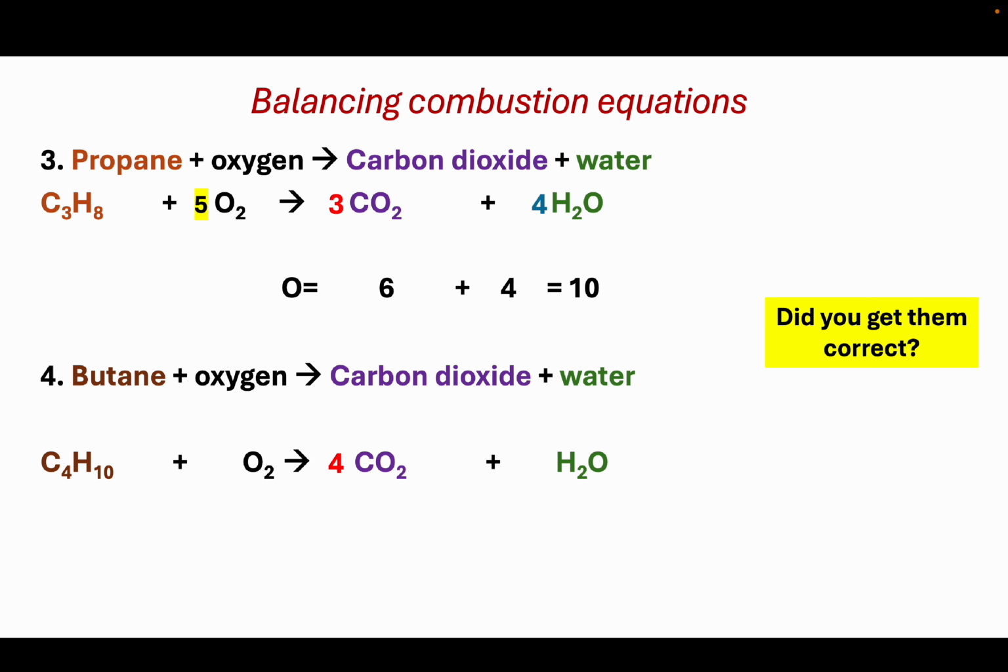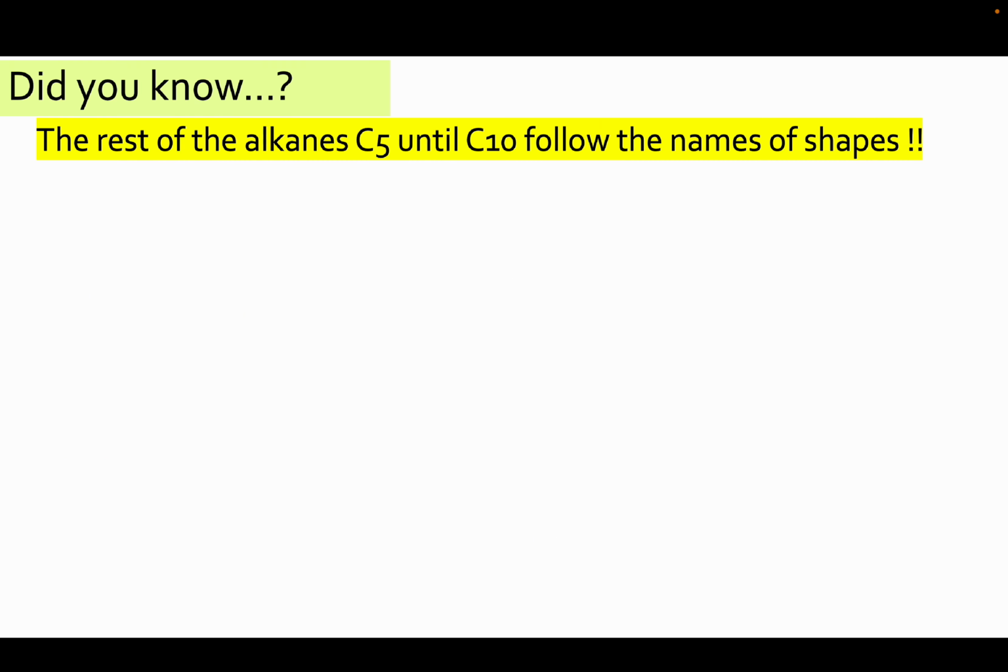Let's do the last one, which is butane. Carbon is 4 in butane, so I'm going to put a big 4 in front of the carbon dioxide. There's 10 hydrogens, so I'm going to go straight ahead and put a 5 in front of the water. There is 8 in carbon dioxide, and there is 5 oxygens in water. That gives me a total of 13. So I'd simply divide that by 2 and add that in front of the oxygen, because 6.5 times 2 would give me 13.